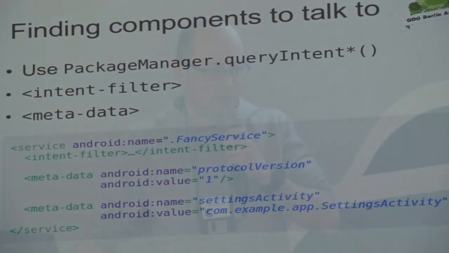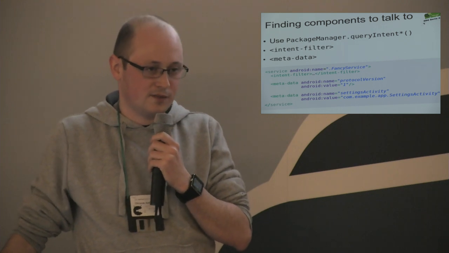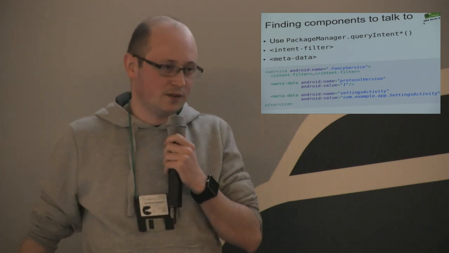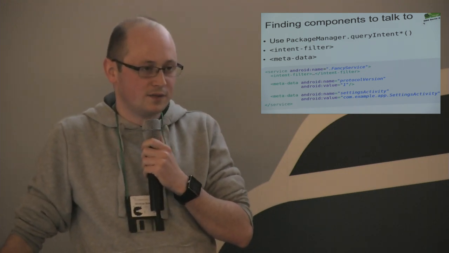So you can say, give me all services that say they support the intent action "I'm a happy plugin." And then Android will go through all apps, go into the manifest, and look up if there's any service that supports this interface, and will give you back a nice list. And then you can, for example, as listed here, receive some metadata they also put in the manifest.